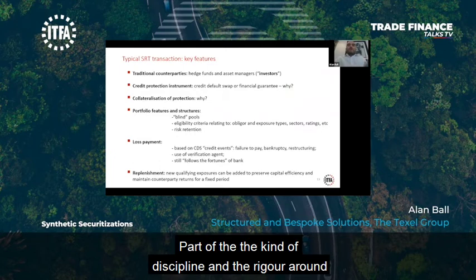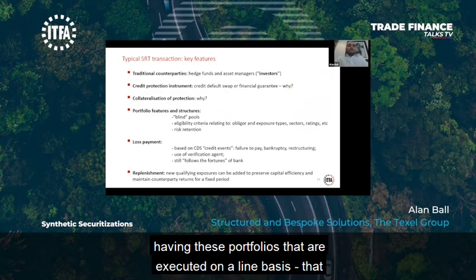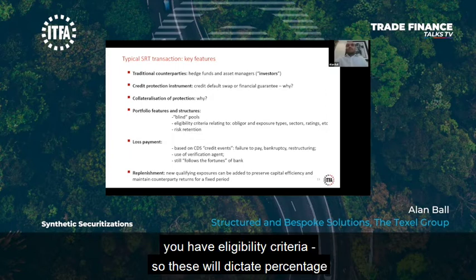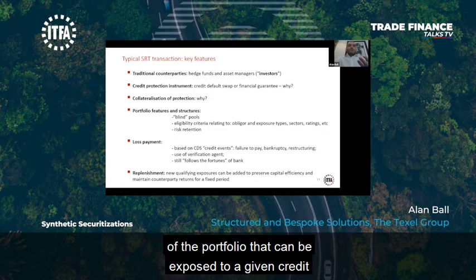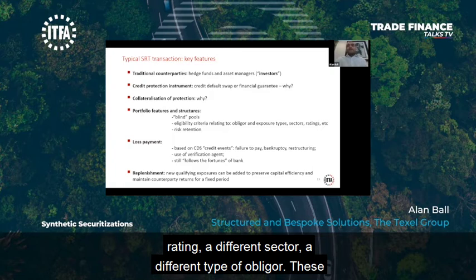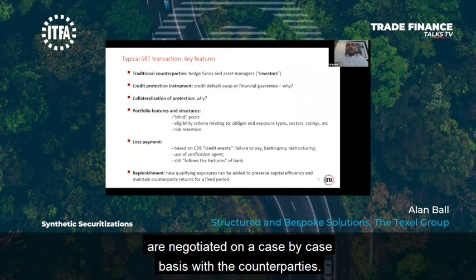Part of the discipline and the rigor around having these portfolios that are executed on a blind basis is that you have eligibility criteria. These will dictate the percentage of the portfolio that can be exposed to a given credit rating, a different sector, a different type of obligor. And these are negotiated on a case-by-case basis with the counterparties.